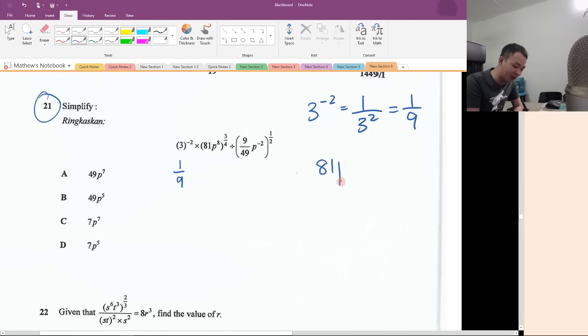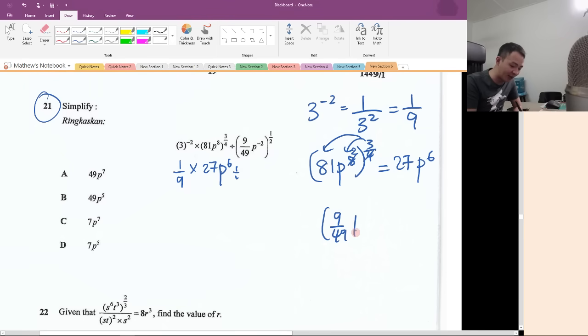Now you have 81p^8 multiply 3 over 4. The 3 over 4 needs to apply to the number and to the p also. So 81 to the 3 over 4, you should get 27. And p^8 to the 3 over 4, you can simplify this one, you should get p power of 6. So 27p power of 6. Alright, divide, I write a divide here. I try to solve this thing first.